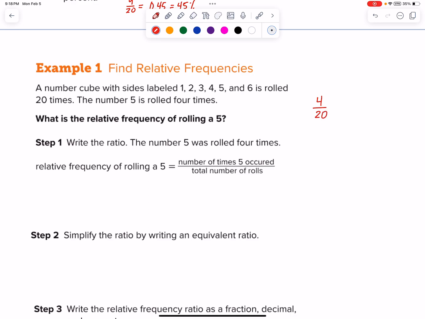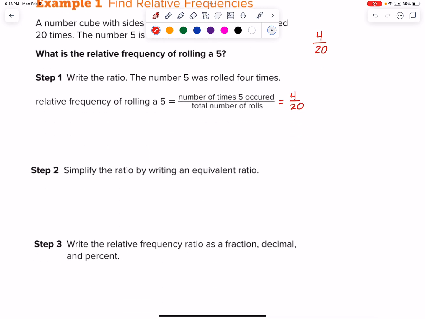So let's go ahead and put that down here actually. So 4 out of 20. We want to simplify the ratio. So we can go ahead and divide by 4 over 4 to simplify that. And we end up with 1, and then 5 times 4 is 20, and so we end up with 1/5.